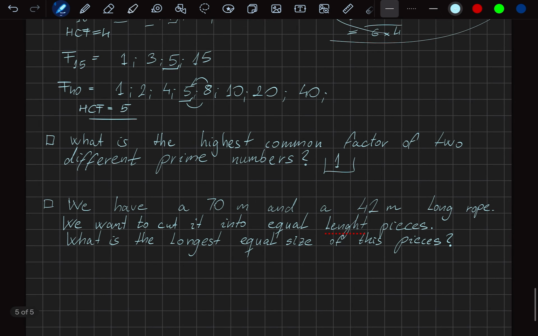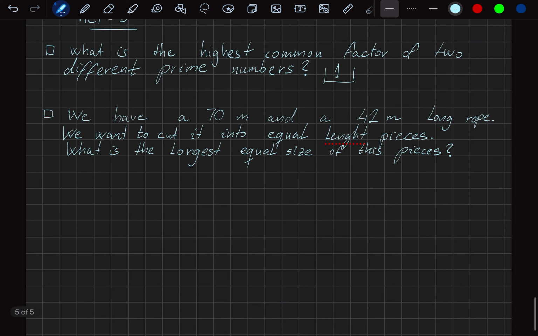Okay, and here is a little real life problem. We have a 70 meter and a 42 meter long rope. We want to cut them into equal length pieces. What is the longest equal size of these pieces? Okay, so we have two ropes and we want to cut them into equal pieces. One rope is 70 meters and the other is 42 meters. The solution: we will search for the highest common factor, because this will be the highest length we can cut from the rope.